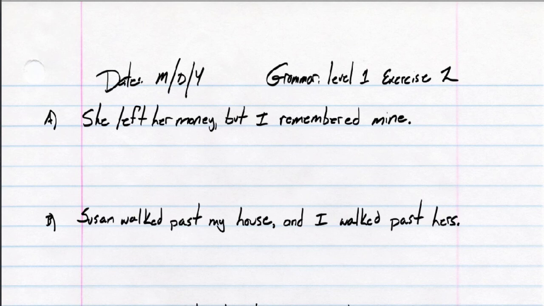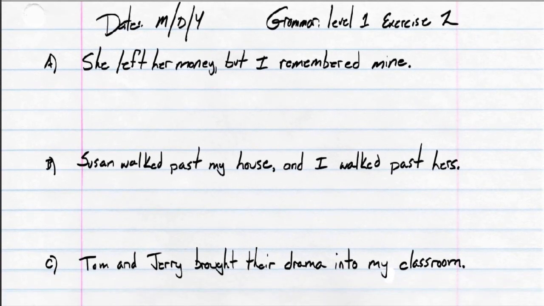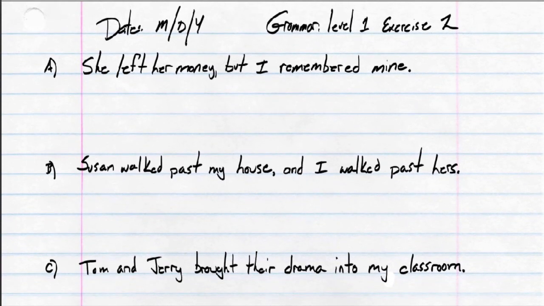I have 3 sentences today that need to go in the notes. So here they are. At the top of the page, put the date, the month, the day, and the year, Grammar Level 1, Exercise 1. And here are your sentences. She left her money, but I remembered mine. Susan walked past my house, and I walked past hers. And Tom and Jerry brought their drama into my classroom. All right, so there are the 3 sentences. Go ahead and pause the video now, let people get those down, and when you are ready to go, hit play again.